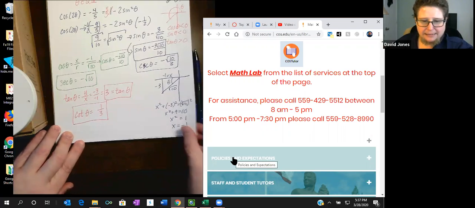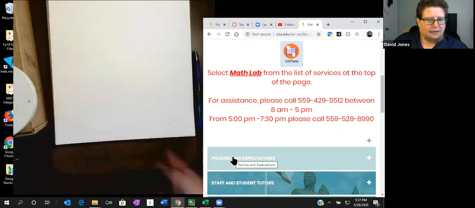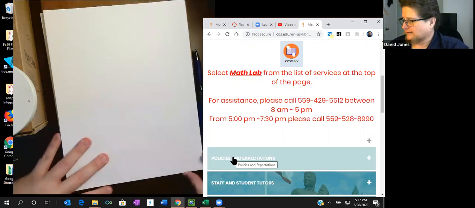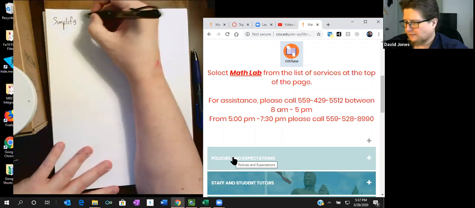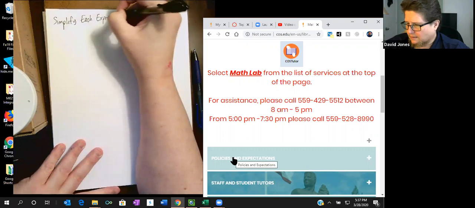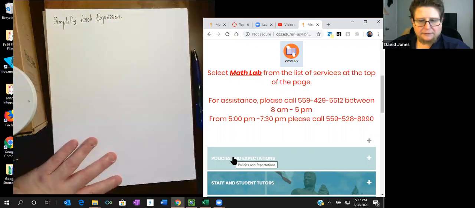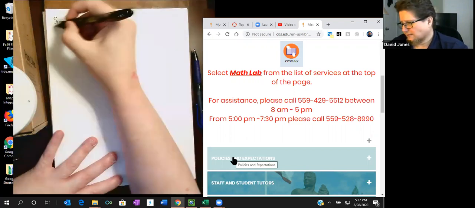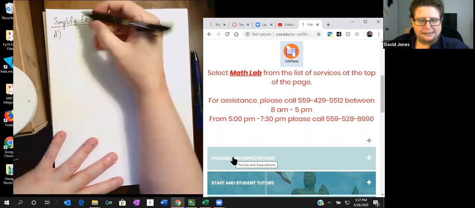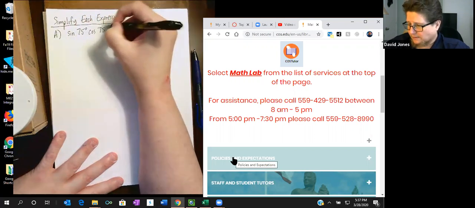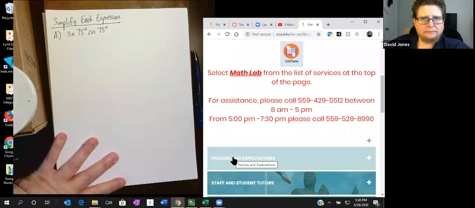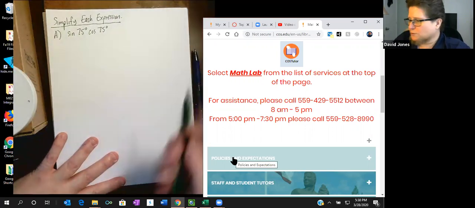All right, I'll assume you're done with that one. There's some other stuff we can do with this stuff. We can simplify expressions. Sometimes this requires a little thinking. Sine of 75 degrees, cosine of 75 degrees. So which of those recent formulas does this look like?